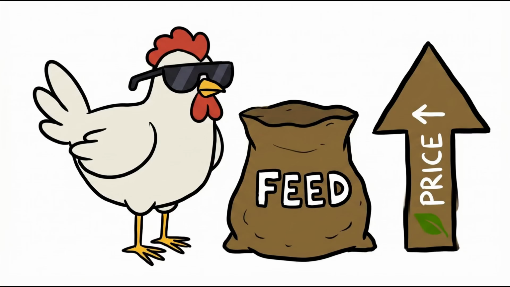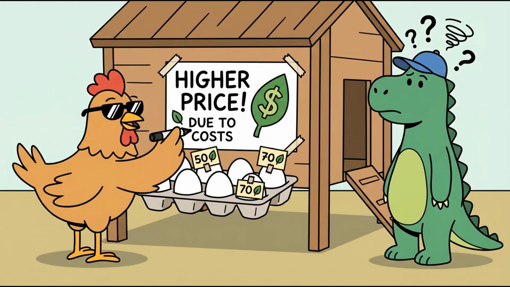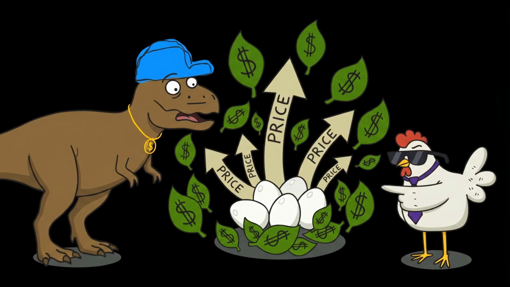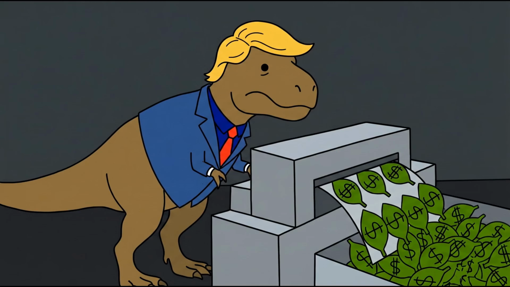First, demand pull inflation. Dino tells all his friends about Chicken's eggs. Suddenly, every Dino in town wants eggs. But Chicken still lays the same number of eggs. Too many Dinos chasing the same eggs. Price goes up. Second, cost push inflation. Chicken needs to buy feed to make eggs. Feed price goes up. Now it costs Chicken more to make each egg. So Chicken charges more for each egg, even if Dino demand stays the same.